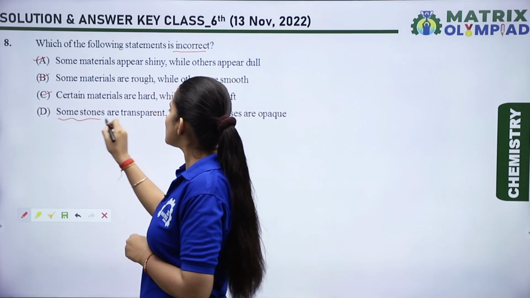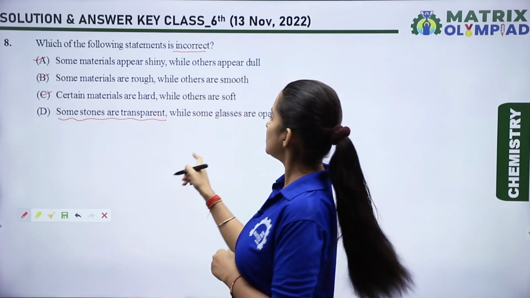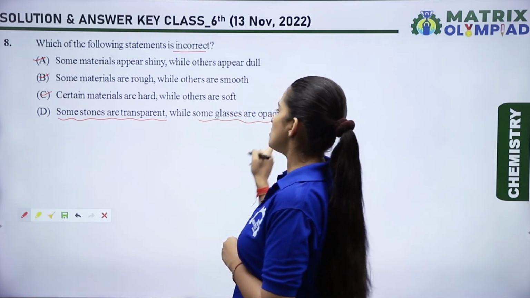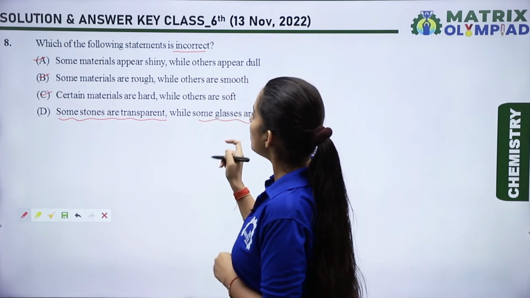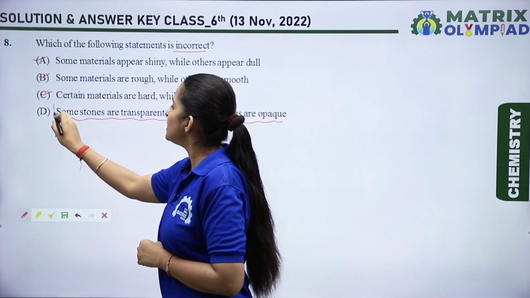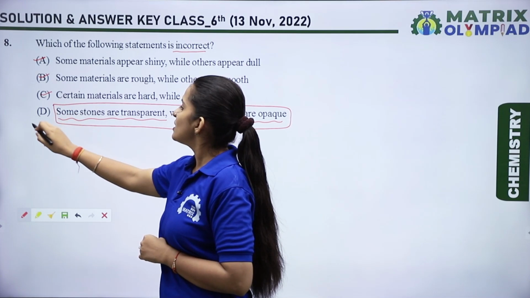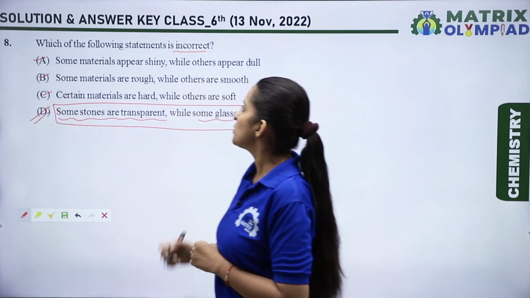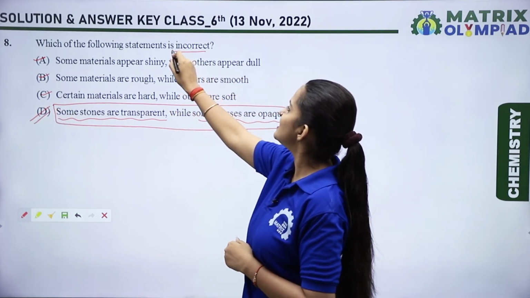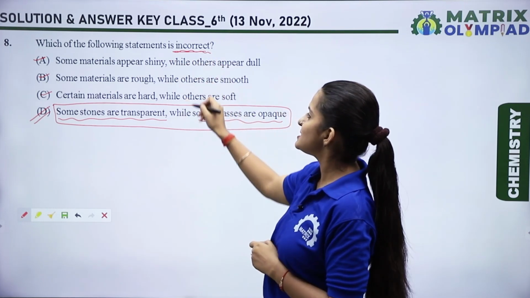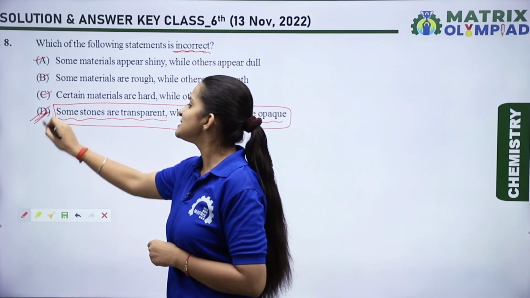Certain materials are hard while others are soft, this is also correct. And some stones are transparent, this is incorrect. And glasses are opaque, this is also incorrect. So among all four statements, statement D is incorrect. So the correct answer is option D, because we have to tell the incorrect statement. So the correct answer is D.